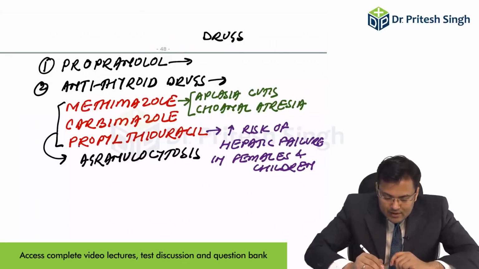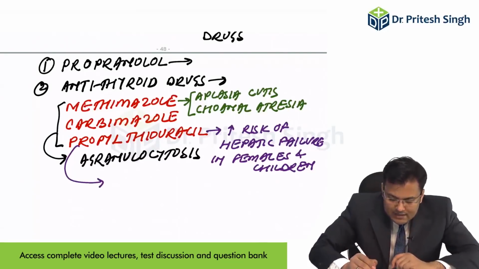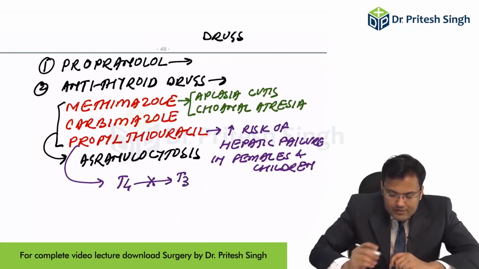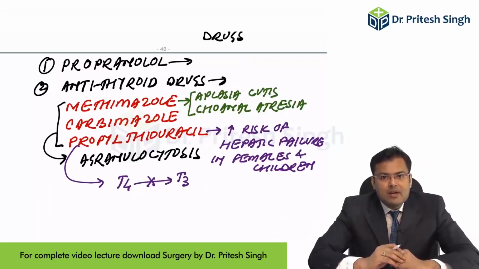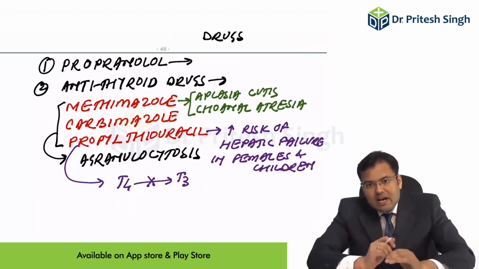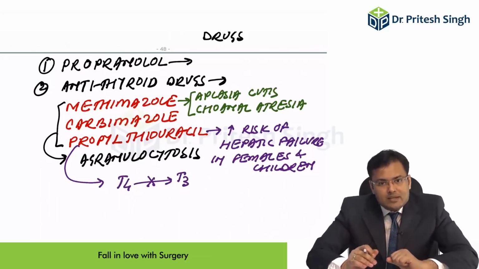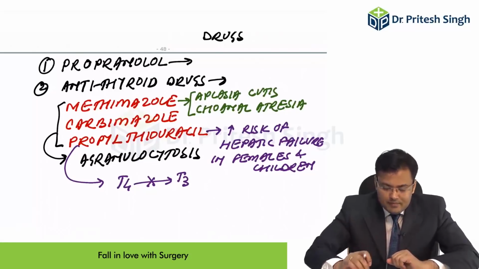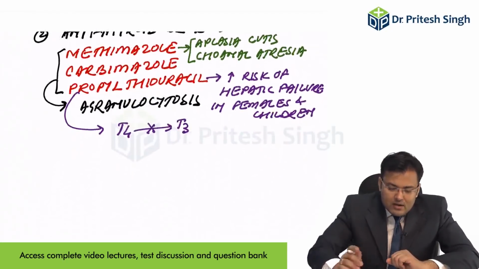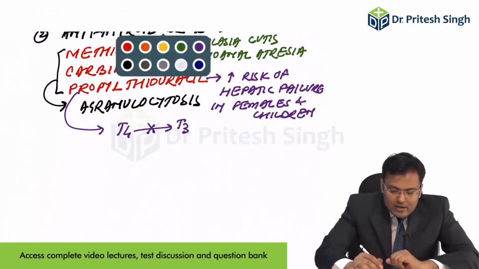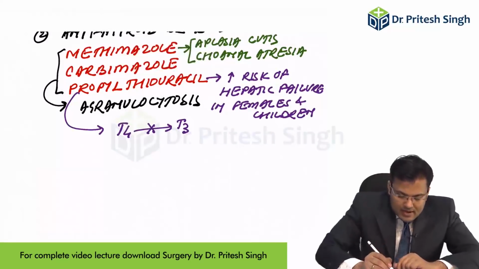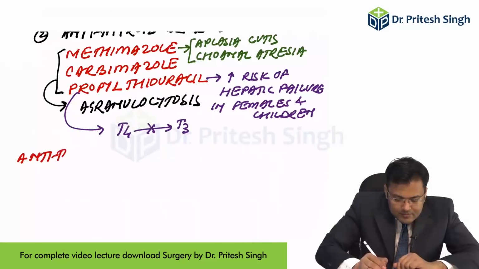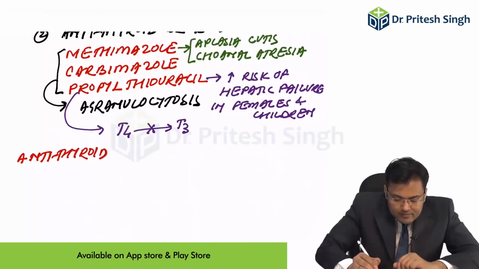Second, there is one advantage of propylthiouracil, that it blocks peripheral conversion of T4 to T3. Lots and lots of questions are asked just on the basis of this important property. So what is the anti-thyroid drug of choice in pregnancy?